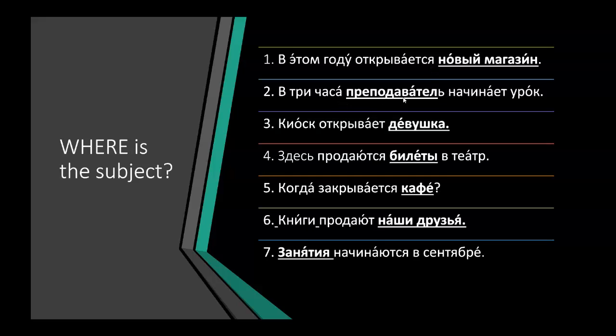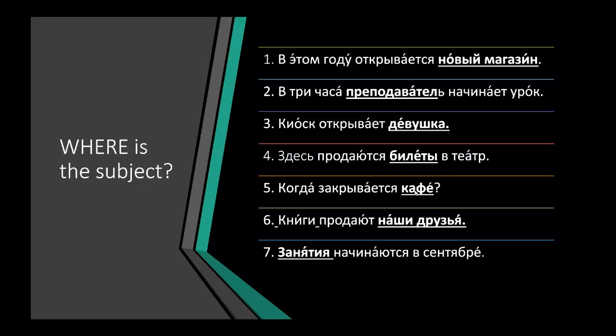In number 2, преподаватель, a person, does not have a verb with ся because it's going to be transitive. It's going to require a direct object. In number 3, we see the subject is девушка, again a person, so it's not going to have ся, so it's going to require a direct object. 4, the subject is билеты, a thing. We see here it has ся. It is intransitive. It is not allowed to have a direct object.